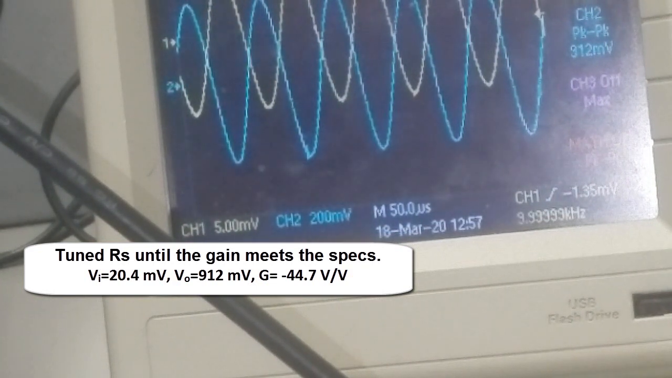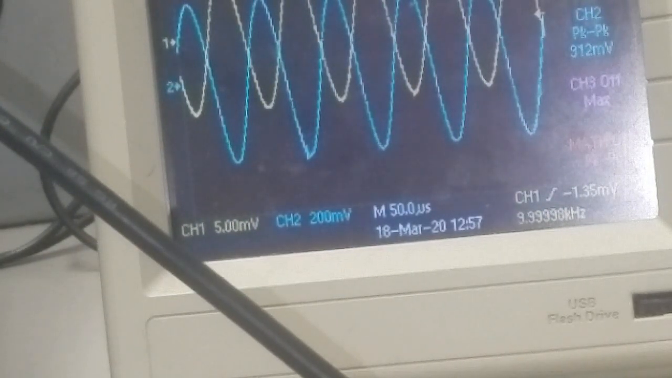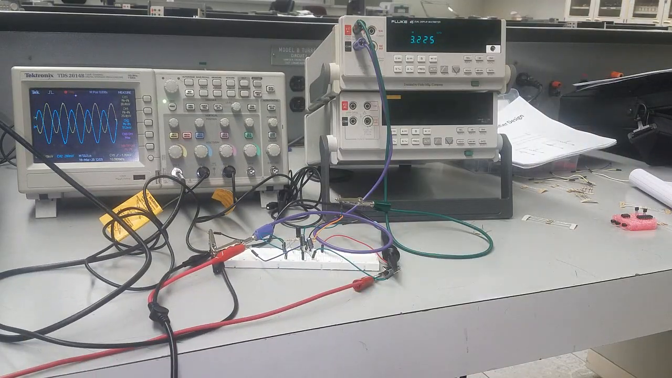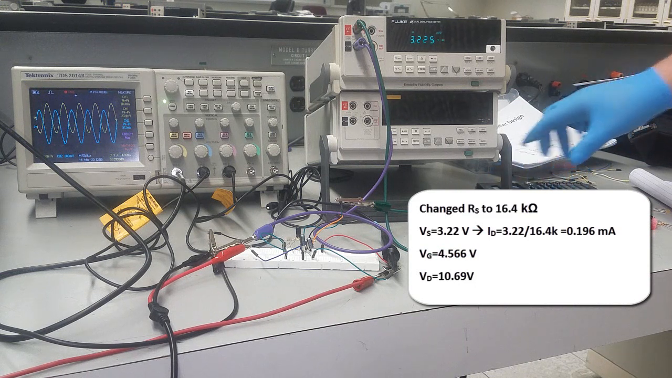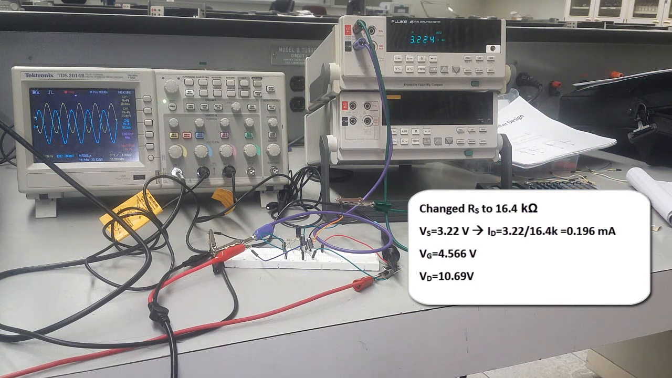Keep in mind this was reached by adjusting the source resistor to play with the current, and using this technique we made the circuit work. Right guys, so now I'm going to go back and measure the DC voltages again. They shouldn't change much. The only voltage I would expect to change is VD, more so. If we look at the measured value, VS now is 3.224 volts.